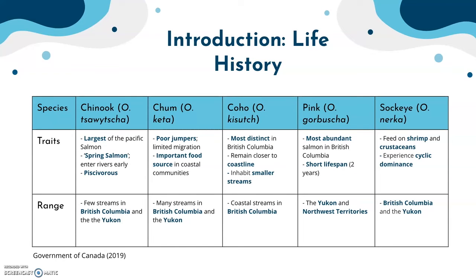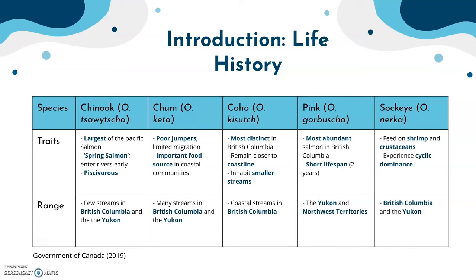So an overview of the species: generally, Pacific salmon are all in the same realm when it comes to life history. They all have pretty similar traits, but there are some unique traits to each of them. First up, Chinook salmon are the largest species of Pacific salmon. They weigh in at 126 pounds, so they're quite large fish. They're also spring salmon who enter rivers earlier than the other salmon, and they're piscivorous, meaning they eat smaller fish. In terms of their range, they're found in a few streams within British Columbia and the Yukon.